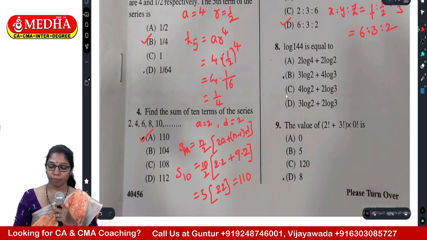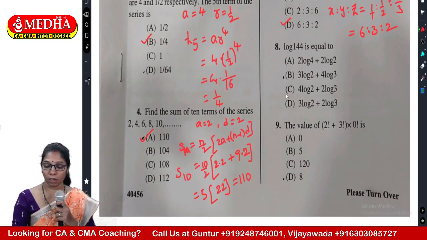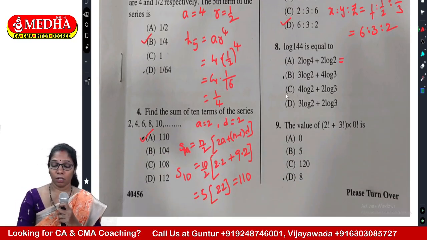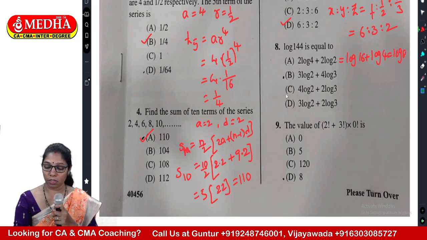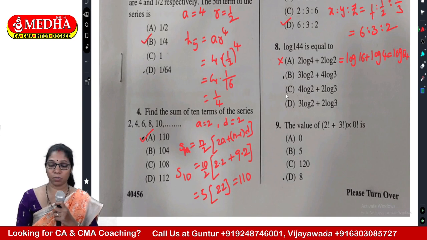Question number 8. log 144 is equal to what? I am verifying from the options. We can write this as log 4 square. log 4 square is 16 and log 2 power 2 is 4. 16 into 4 is 64. log 64 is not equal to log 144, so option A is not correct.